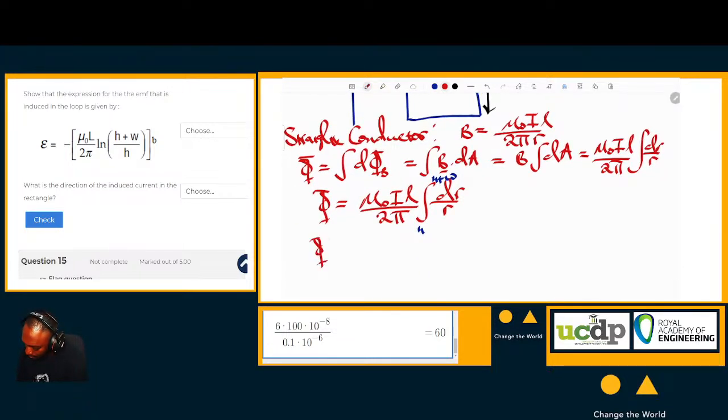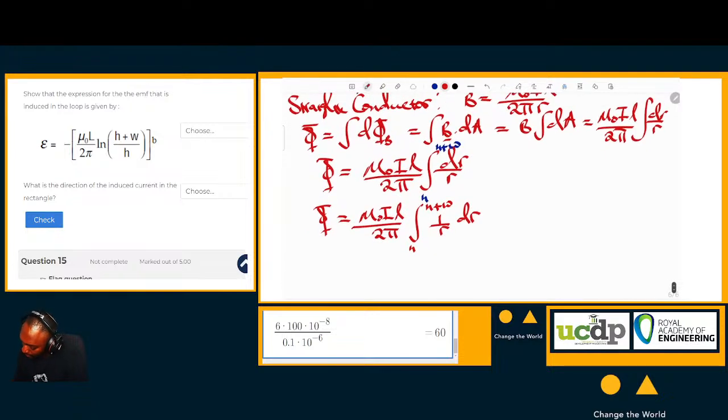Now, if you recall, μ0 I L over 2π times the integral of 1 over r dr is basically the same as μ0 I L over 2π times ln r, from a lower limit of h to h plus w, okay?